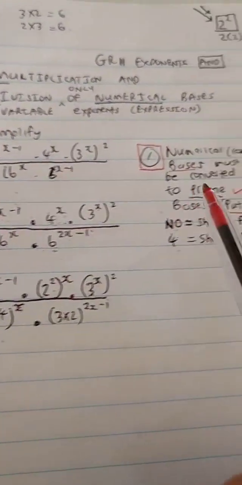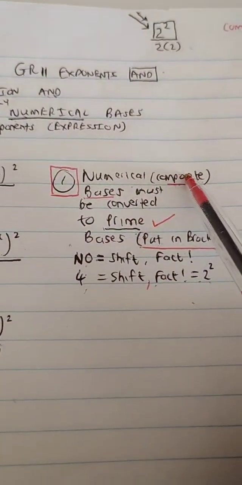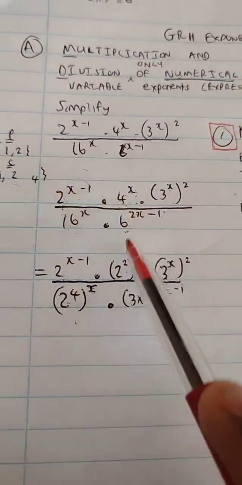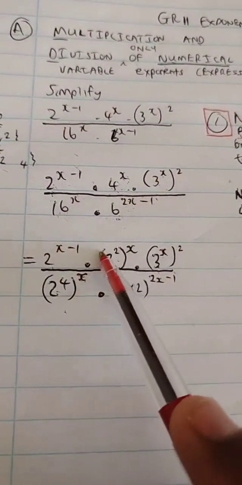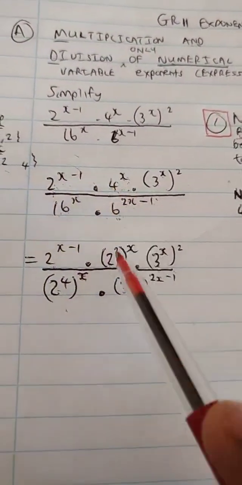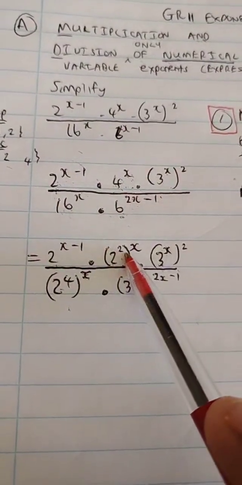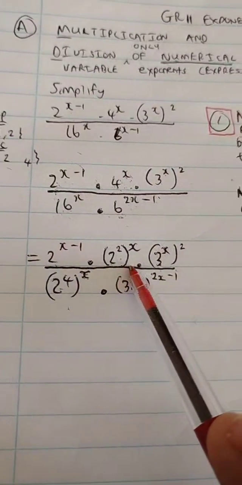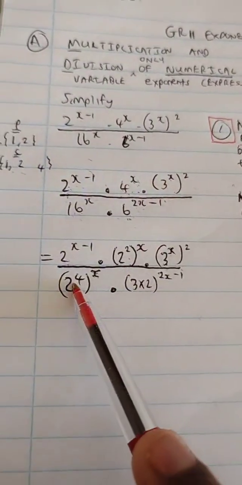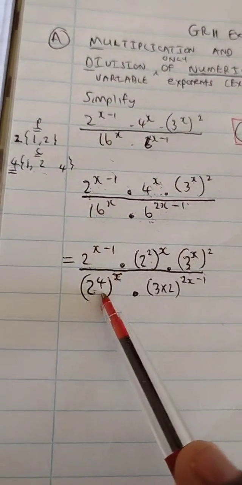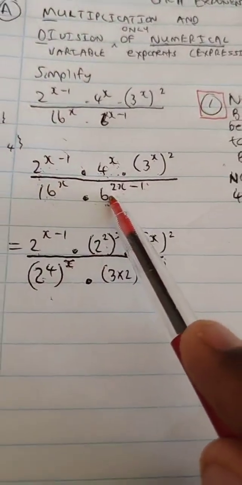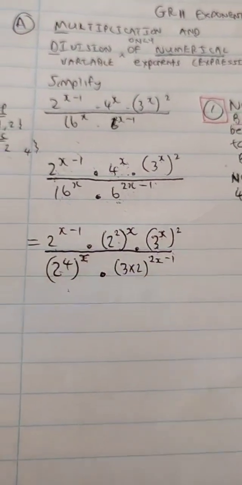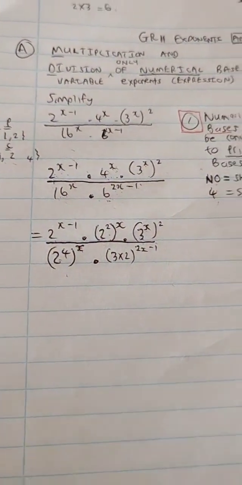Right? But when you convert from composite to prime, make sure that whatever you convert is placed inside brackets. 4 is 2 squared converted to exponential form, and you write it in brackets. Okay, 16 in brackets 2 to the power 4, 6 in brackets 3 times 2. Okay, then we continue, move further.